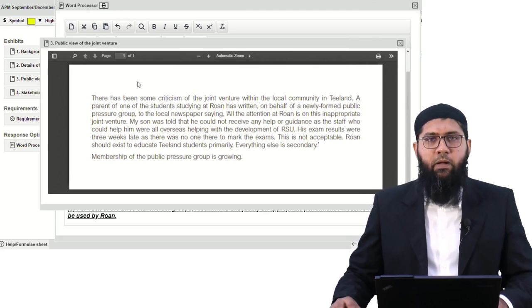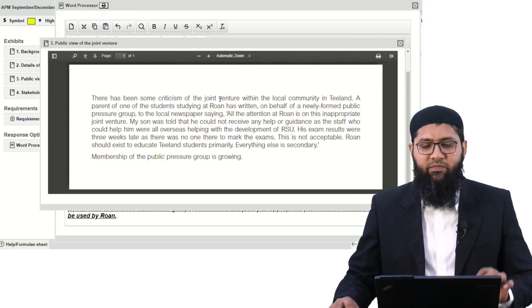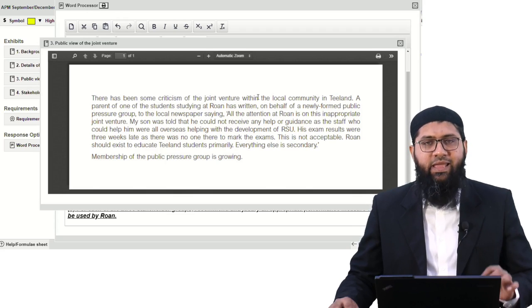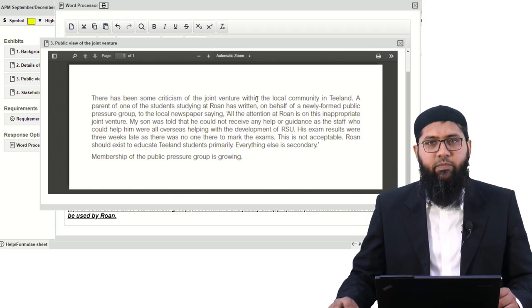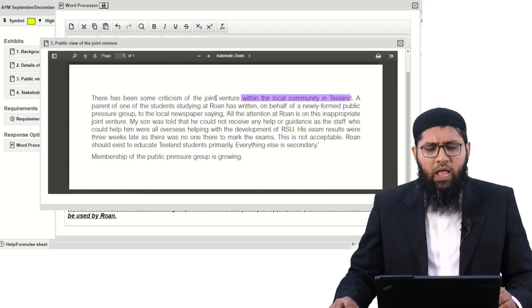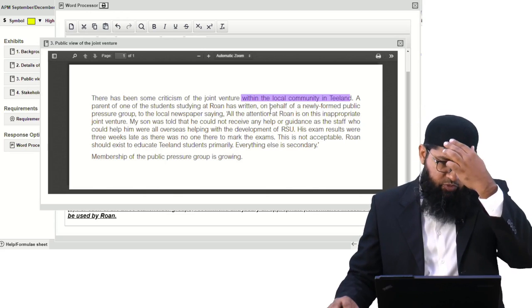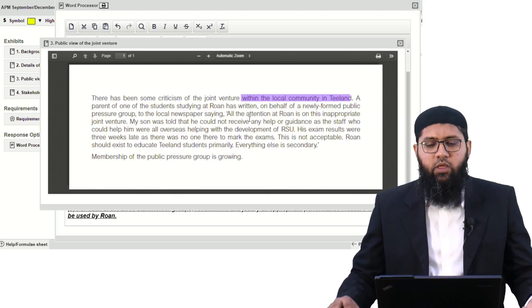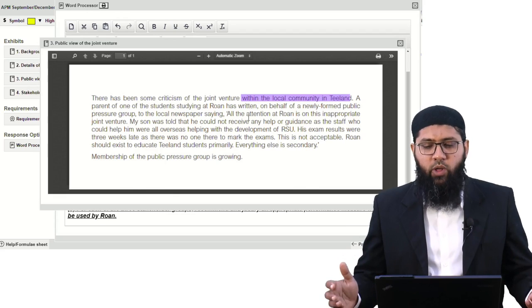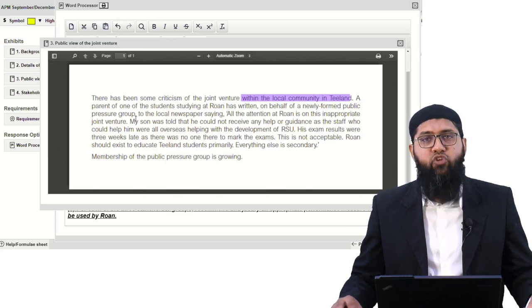When we talk about the public view of the joint venture, it says there has been some criticism of the joint venture within the local community in Teeland. A parent of one of the students studying at Roan has written on behalf of a newly formed public pressure group to the local newspaper saying that all the attention at Roan is on this inappropriate joint venture.